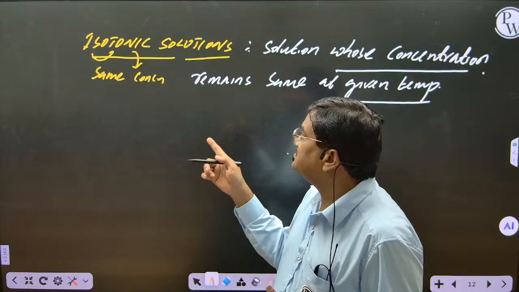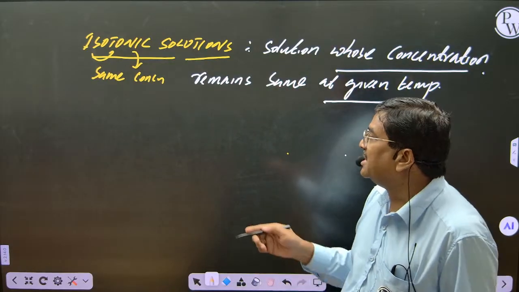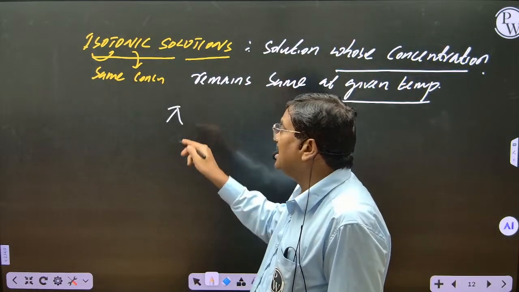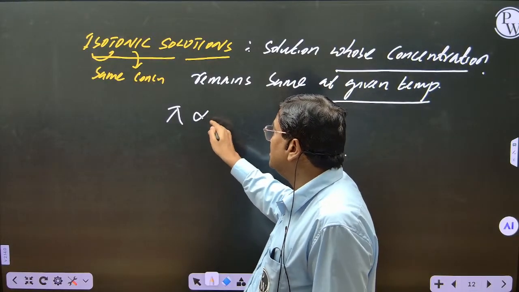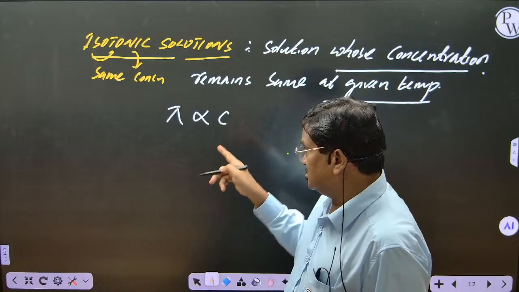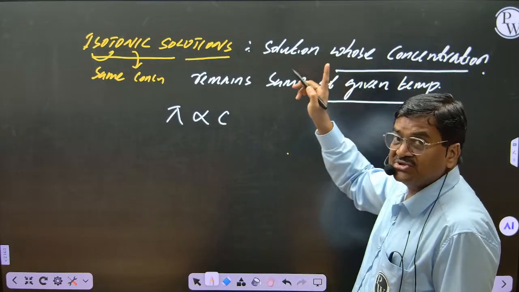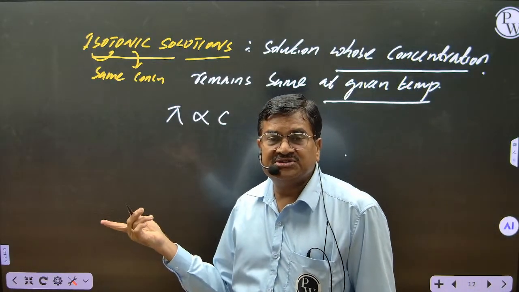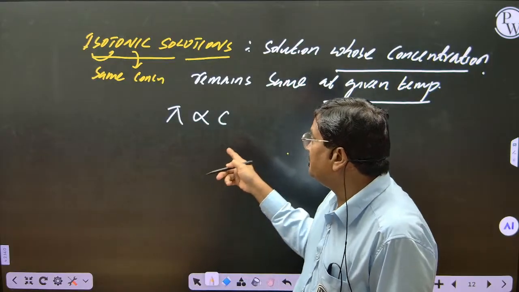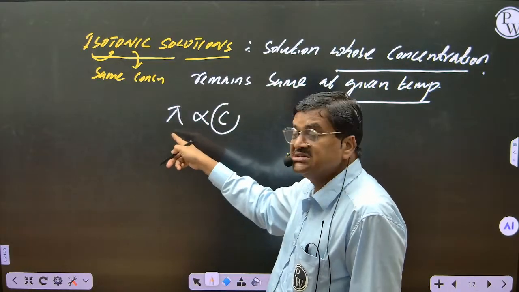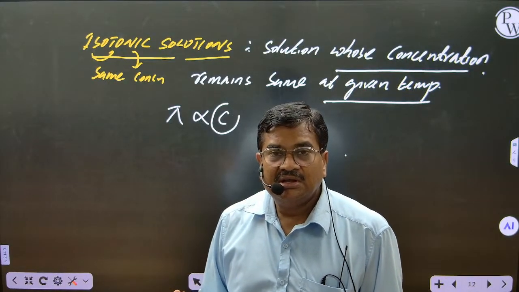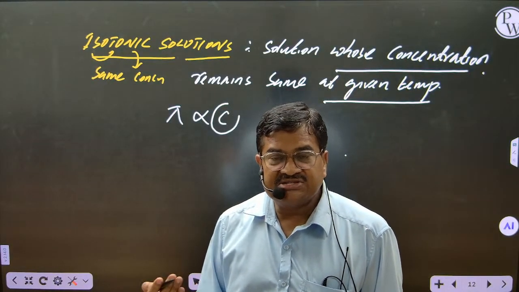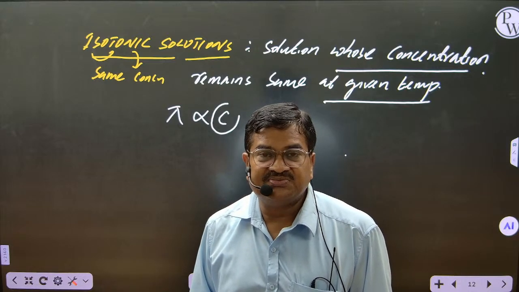Now see students, we wrote one relation here in osmotic pressure. How is osmotic pressure related to concentration, we wrote just now? It is directly proportional to concentration, we wrote, no? So since we are defining solutions whose osmotic pressures are the same as isotonic, if concentration is remaining the same, how will be the osmotic pressure of the two solutions? If concentrations are the same, as concentration is directly proportional to osmotic pressure, no?